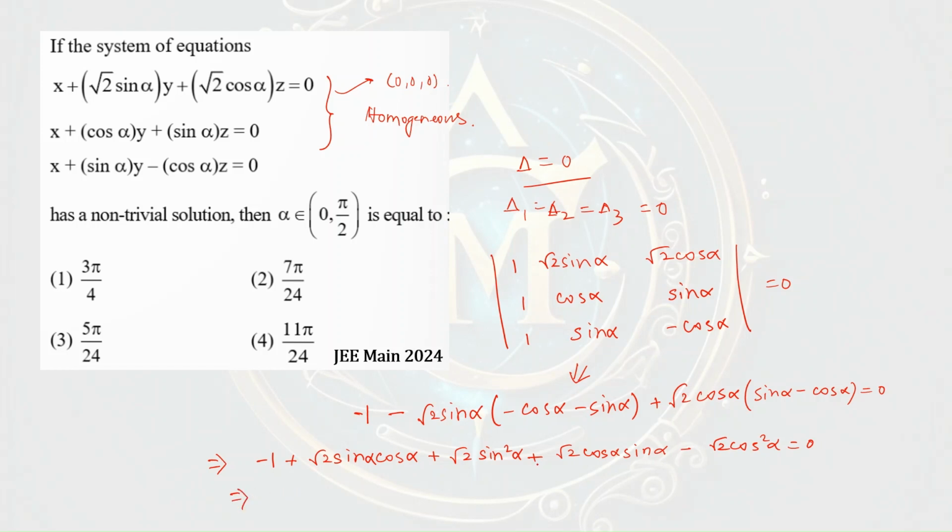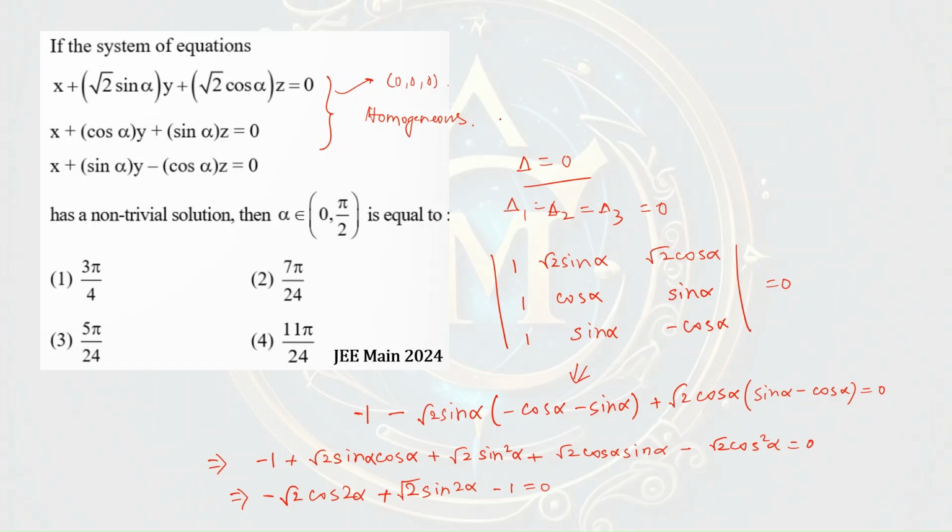Now here you can take this cos square alpha minus sin square alpha as cos 2 alpha, so it will become root 2 times cos 2 alpha with a negative sign, then plus 2 root 2 sin alpha cos alpha, so it is equal to root 2 sin 2 alpha with a positive sign, minus 1 equal to 0.